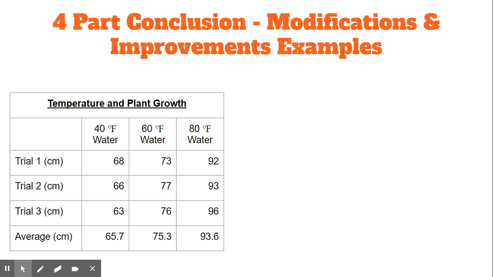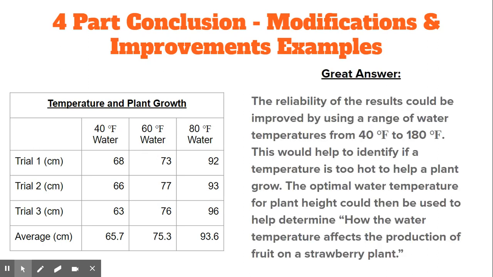A really great answer, though, will go deeper and include both of those ideas. It includes the idea that the reliability needs to be improved by expanding the range of temperatures. It also goes on to explain why it needed to be done. Temperature could be too hot. We want to try to see if there's a temperature that's too hot. So not only does it say we need to expand it, it then goes on and tries to provide some more support about why it needs expanded to explain what that expansion would help to better understand.